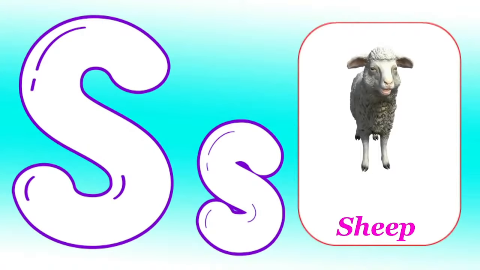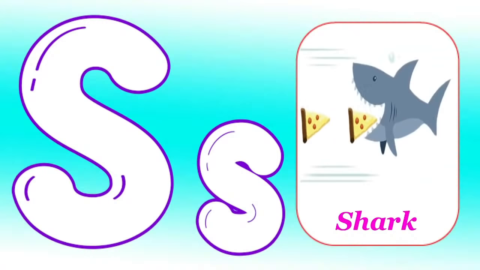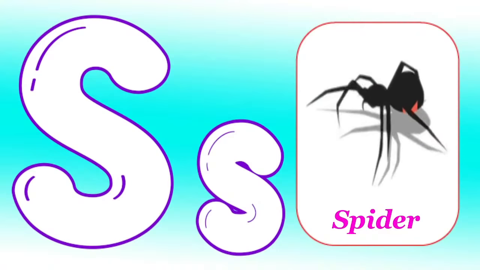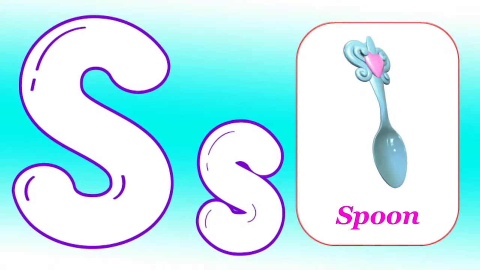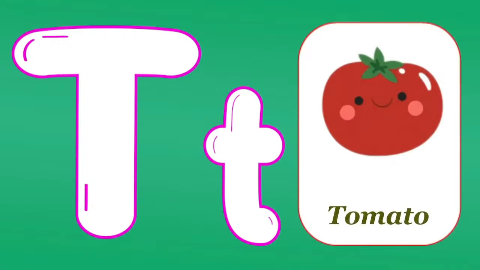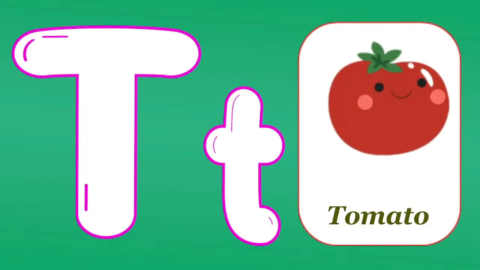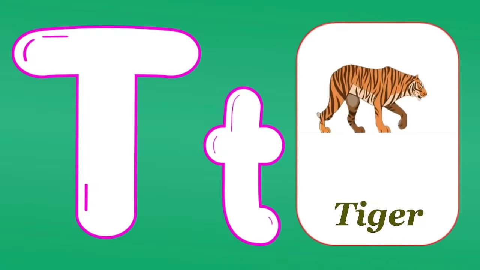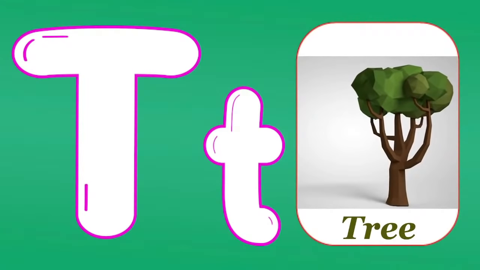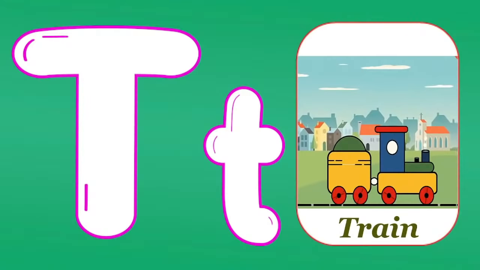S for sheep. S for shark. S for star. S for spider. S for spoon. T for tomato. T for tiger. T for table. T for tree. T for train.